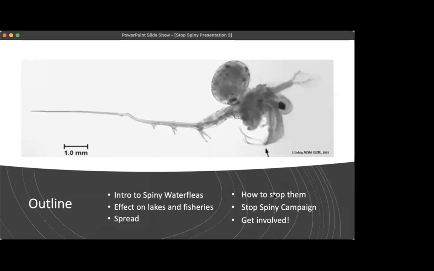So here's a quick outline of what I'd like to talk about tonight. We'll spend some time making an introduction to spiny water fleas. We'll talk a bit about their biology and their life cycle. I want to touch on the effect that they can have on lakes and fisheries when they get into a new lake. We'll talk about where they came from and how they spread, how to stop them. And then I'll conclude by just explaining the Stop Spiny prevention campaign and giving you a few options for how you can get involved if you're interested.